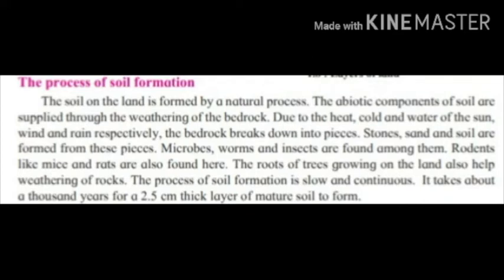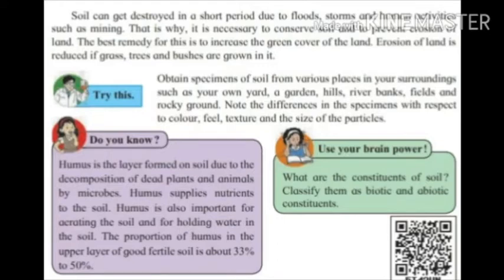Okay students, the roots of trees growing on the land also help in weathering of rock. The process of soil formation is very slow and continuous. It takes about 1,000 years for a 2.5 centimeter thick layer of mature soil to form. Now moving to the next page, soil can get destroyed in a short period due to flood, storm and many other disasters such as mining. That is why it is necessary to conserve soil and to prevent erosion of land.